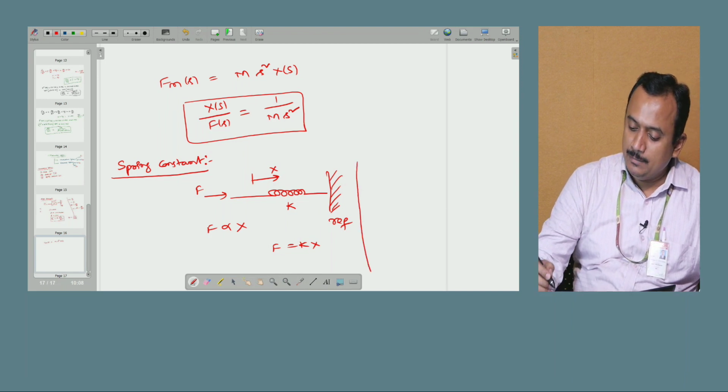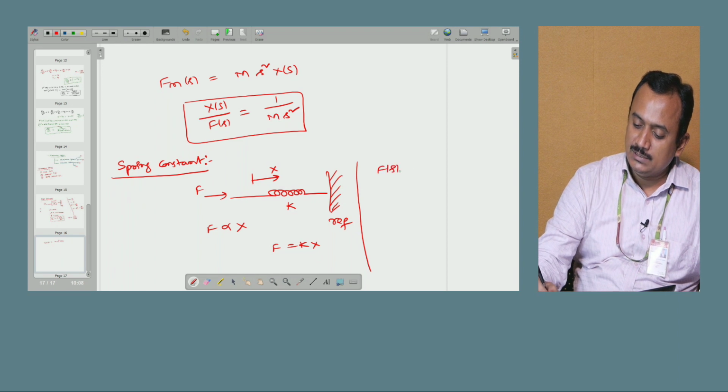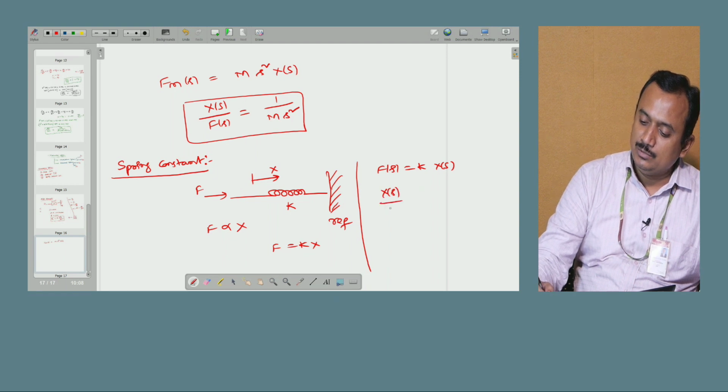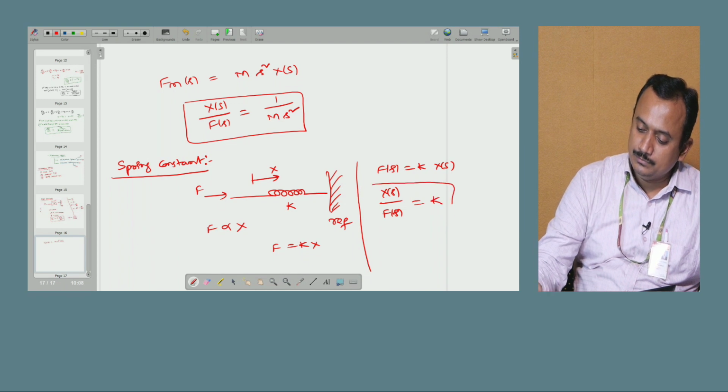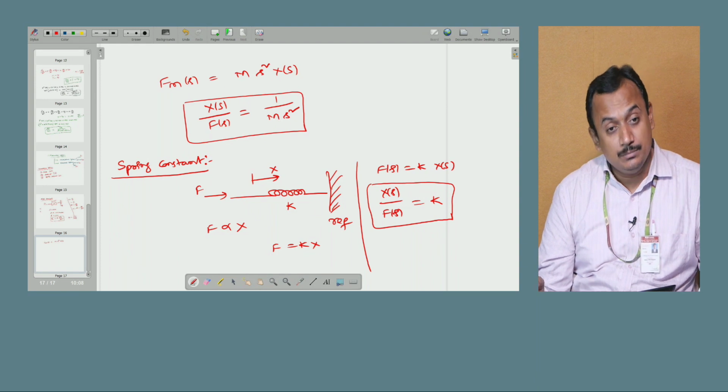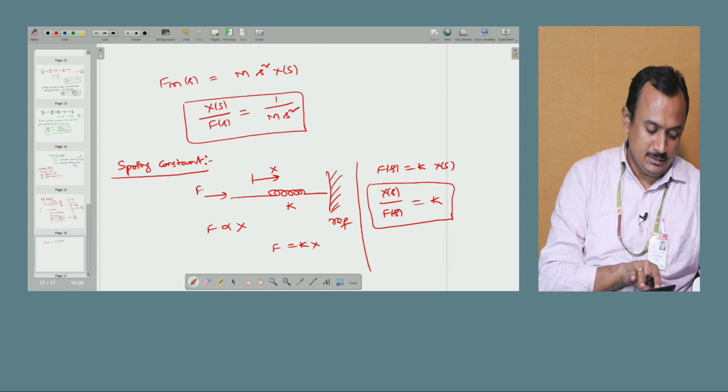And after applying the Laplace transforms, F(s) becomes k into X(s). Now the ratio of Laplace transform of output, that is X(s) by F(s), becomes k. So this is the transfer function for a simple spring constant.